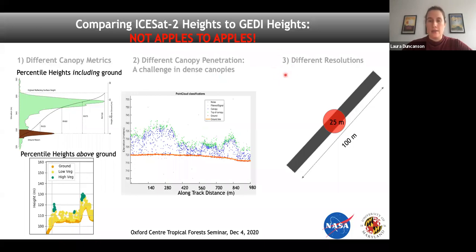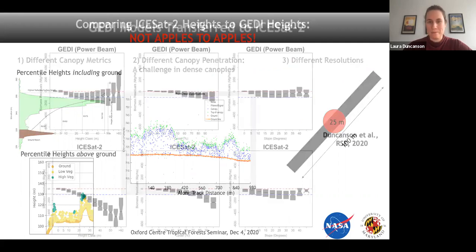And also, if you're just trying to merge these data sets together, be aware that the ICESat-2 data are 100-meter segment estimates of forest structure, whereas GEDI are these sort of 25-meter samples. So you have to do a little bit of fancy remote sensing to combine these meaningfully. I'm happy to talk on the side with anybody who's interested in doing that.